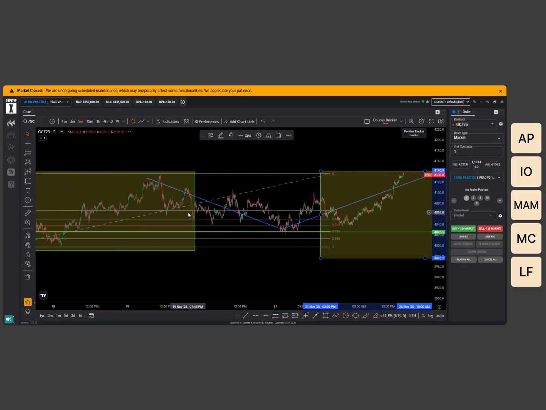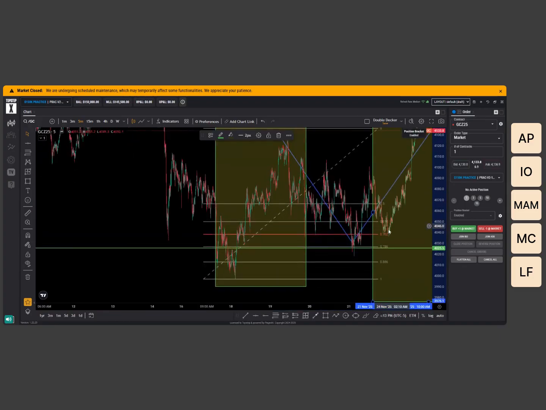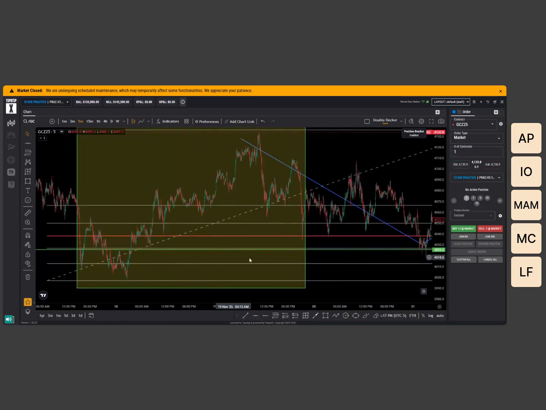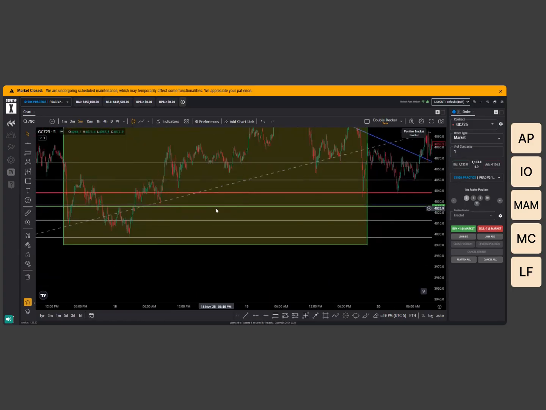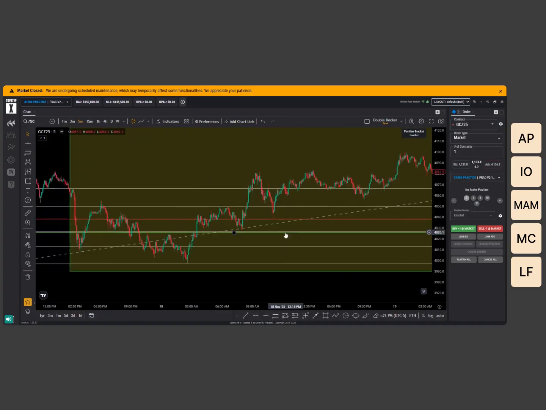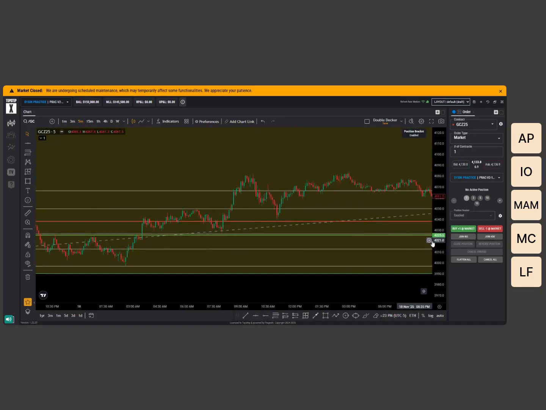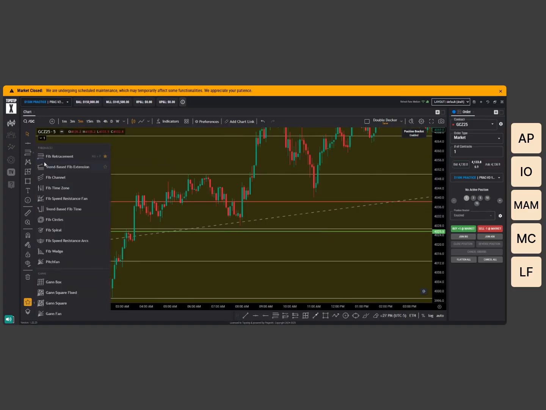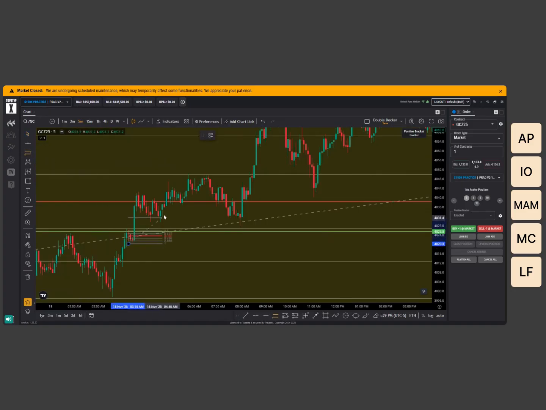We go to the 5 minute. We'll see if we can catch an entry after we broke structure to the upside, which literally looks like it's one right here. This is another swing point.